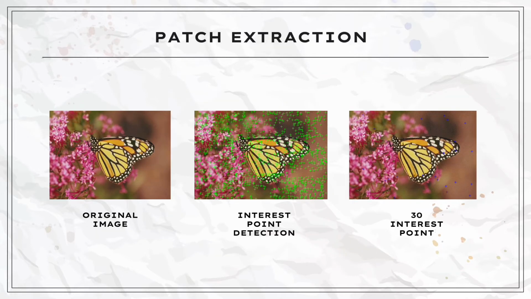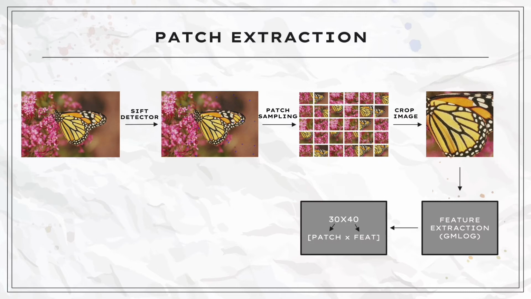Okay, next, I will explain the patch extraction. The first image is the original image. Then, I will use the SIFT method to find the interest points. In one image, there are basically 1,000 interest points, but in my project, I will take only 30 interest points for computational purposes, to minimize memory requirements. To make it clear, this is the original image. Then I am using the SIFT detector to make patch sampling. This is an example of the patch that I will use for feature extraction.